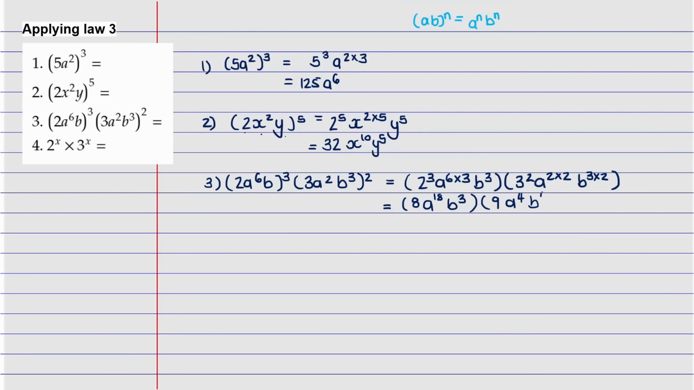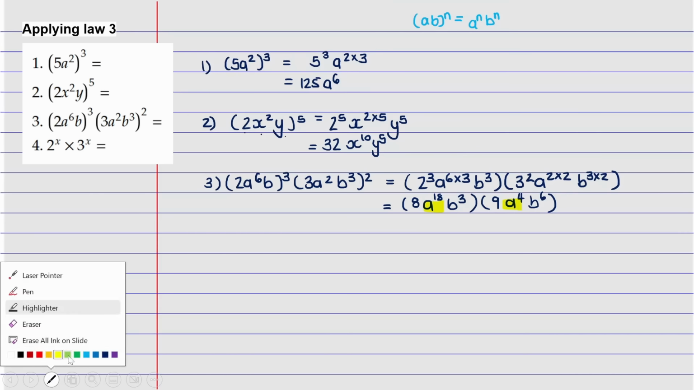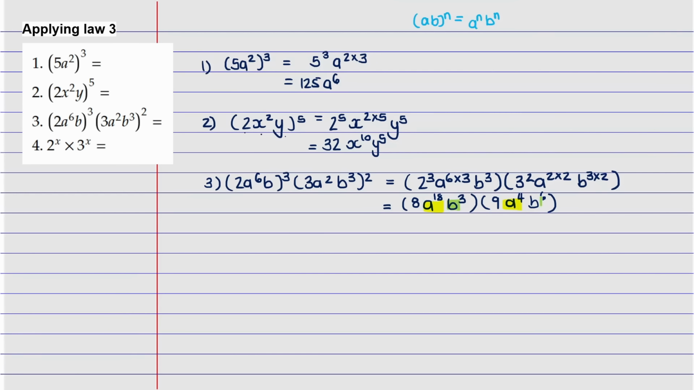So it's going to be b to the power 6. But we're not done, because do you see the following? Let me just take my highlighter. Do you see the fact that we have the same base of a here and a here? So we can add the exponents because everything is multiplying each other. And also, I have the same base of b, meaning I can add the exponents again.